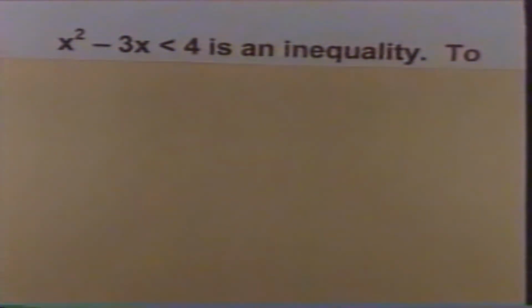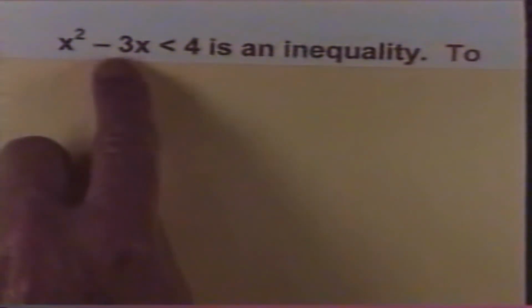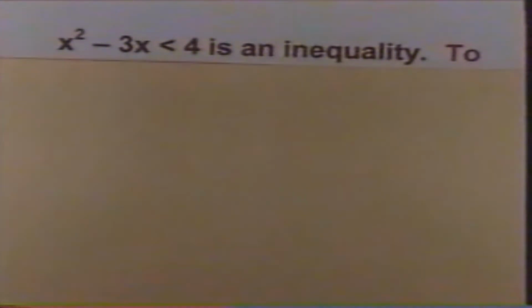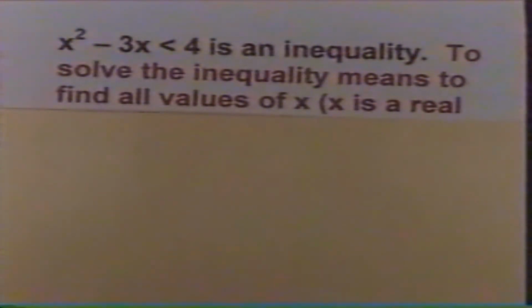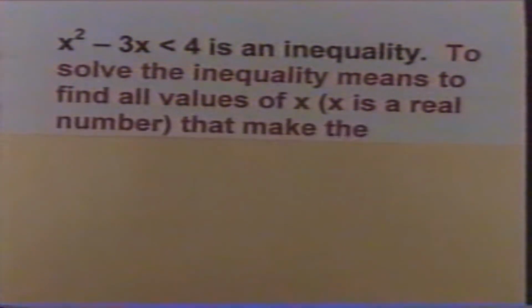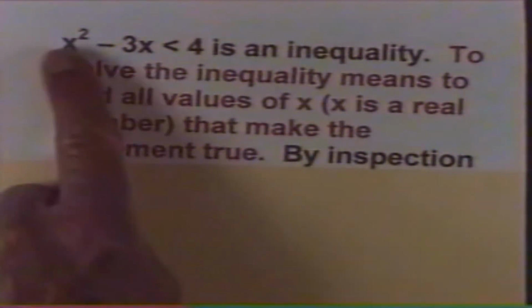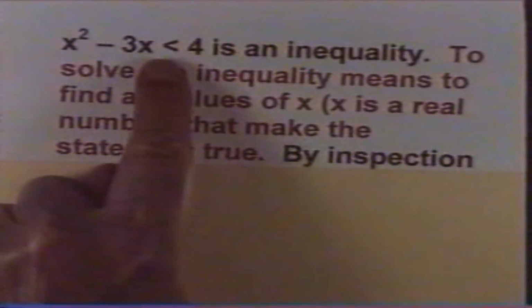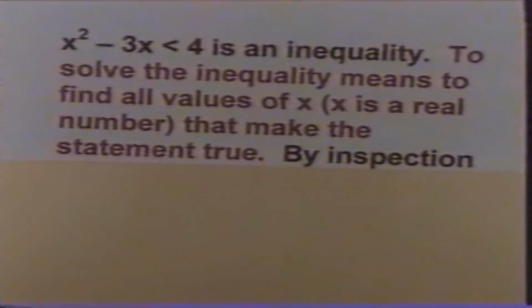X squared subtract 3x less than 4 is an inequality. The less than symbol makes the sentence an inequality. It's read x squared subtract 3x is less than 4. To solve the inequality means to find all values of x, where x is a real number, that make the statement true. So to solve this, we need to find all values of x that make x squared subtract 3x less than 4 a true statement.